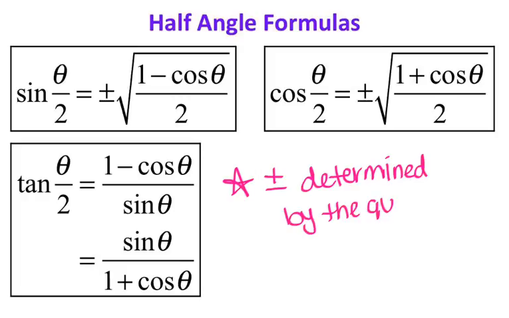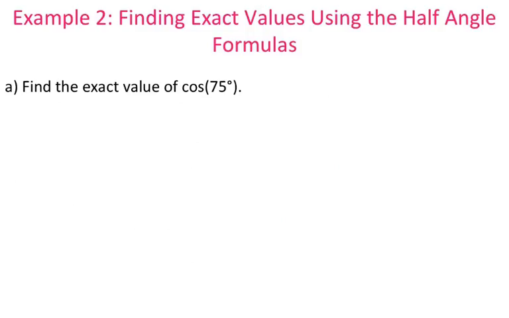By the quadrant of theta over 2. So if the quadrant of theta over 2... actually, let me just work through an example instead of rambling over here. Okay, find the exact value of cosine of 75 degrees.